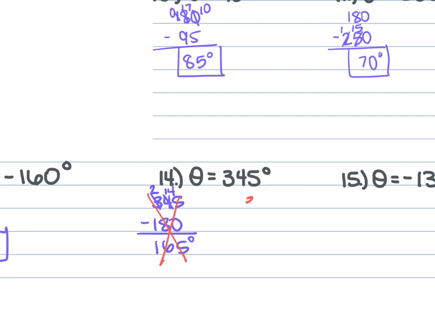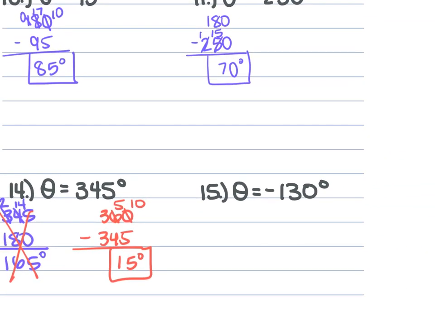So if we did 360 minus 345, the 0 becomes a 10, 6 becomes a 5. 10 minus 5 is 5, and 5 minus 4 is 1. So 15 degrees is a positive acute angle. We're good.